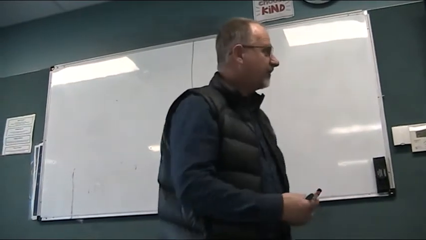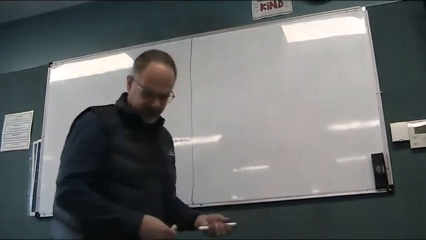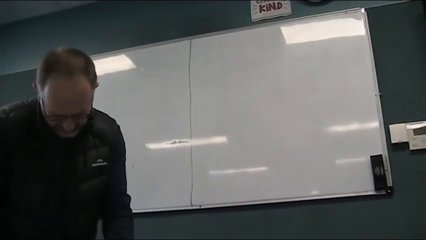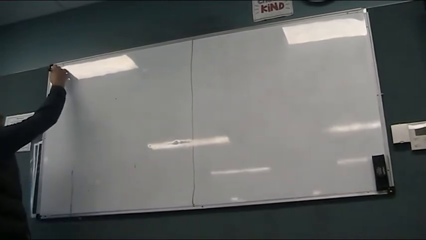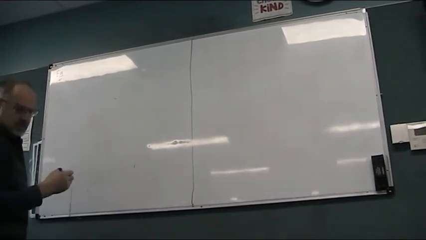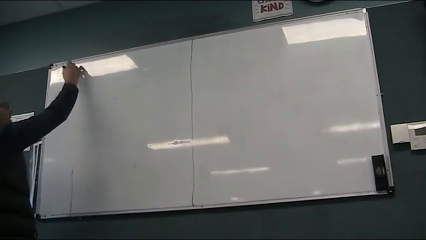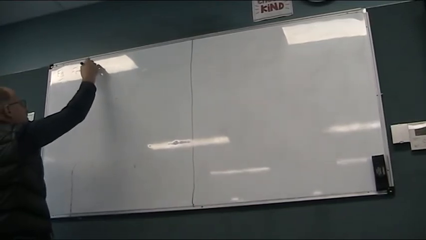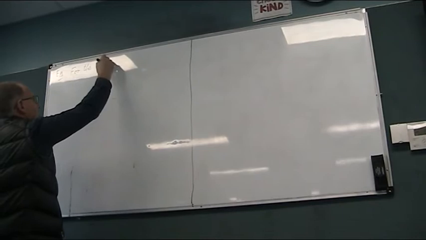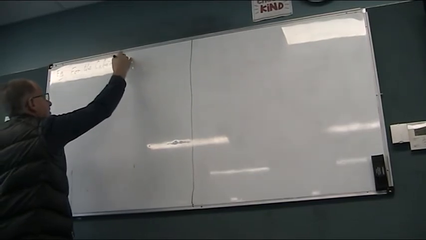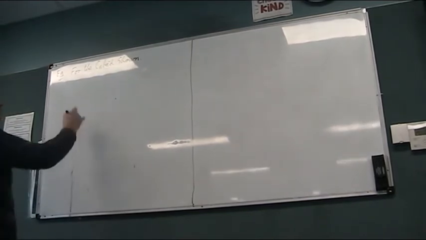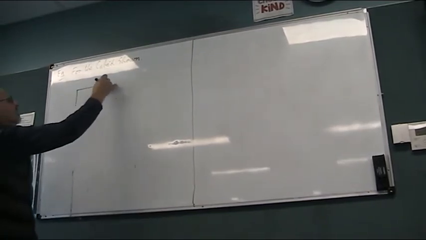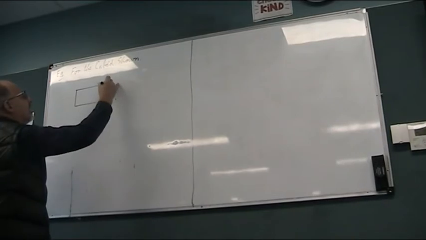Alright, let's have a look at a couple of examples. Alright, so let's have a look at what we can do. For the cuboid shown, alright, so cuboid's a box.